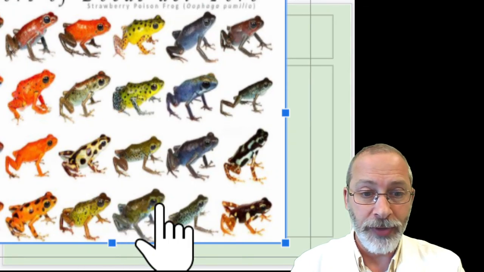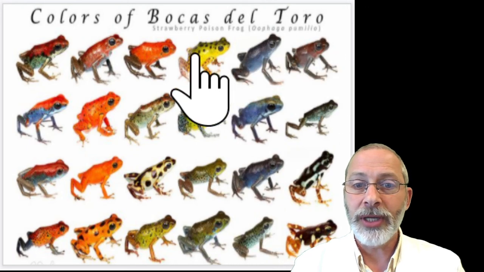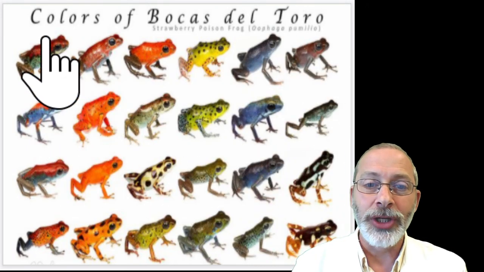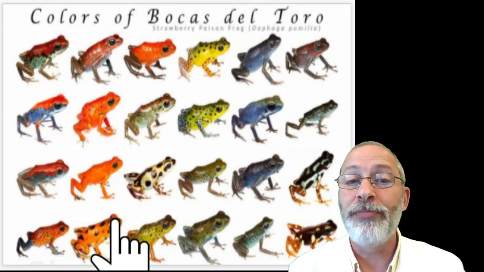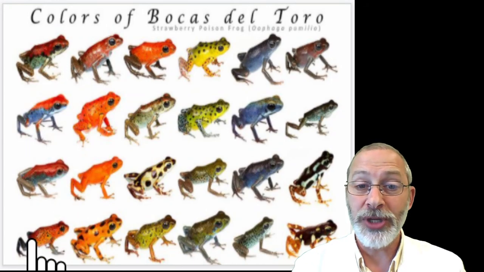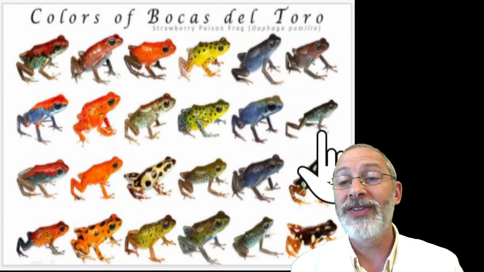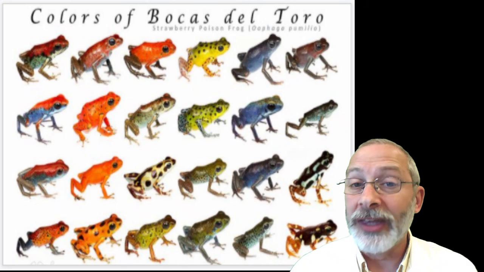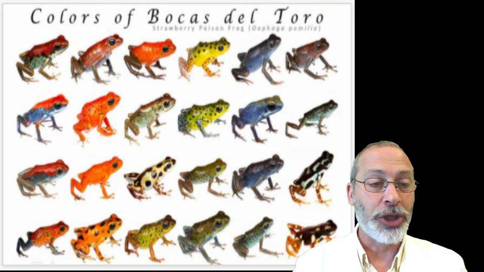Sorry about that. I just moved the picture. I was so excited. Let's click that back into position. There we go. But look at the variety of all of these frogs. And actually, each column here represents a different species. So here's one species. Here's two species, three, four, five, six different species. Notice the variety within those individual species. I think that is a pretty cool, colorful picture.